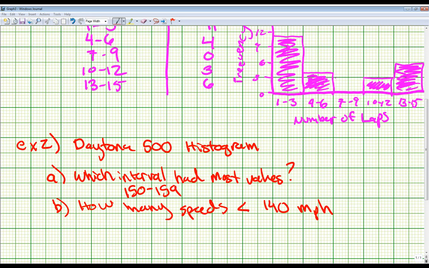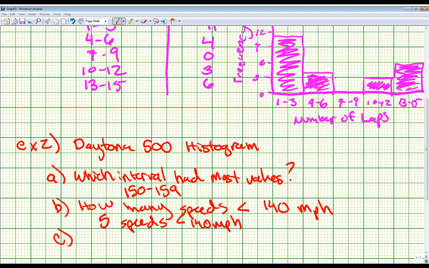Less than 140. Well, this bar represents 140 to 149. So anything less down here would be less than 140. So if you can see, this bar goes up to the 4. And this bar here looks like it goes up to the 1. So we have 4 right here plus 1 right here that are less than 140 miles per hour. So 4 plus 1 would give us 5. So we can go back to our notes and say that 5 speeds or cars were less than 140 miles per hour. And we have one more question to answer for this example.